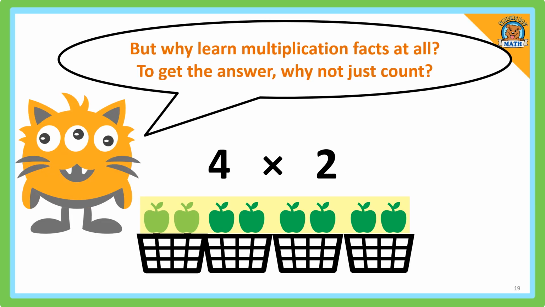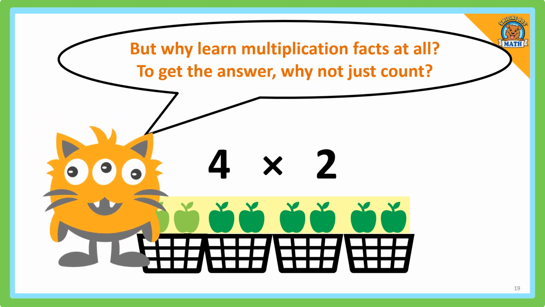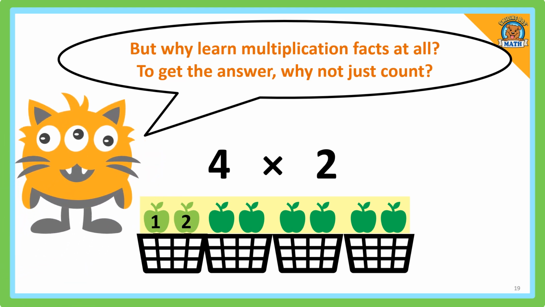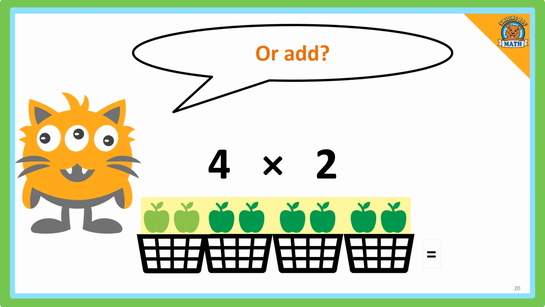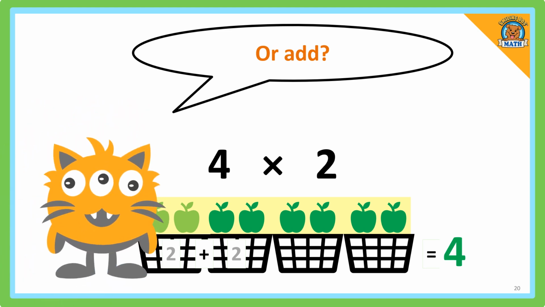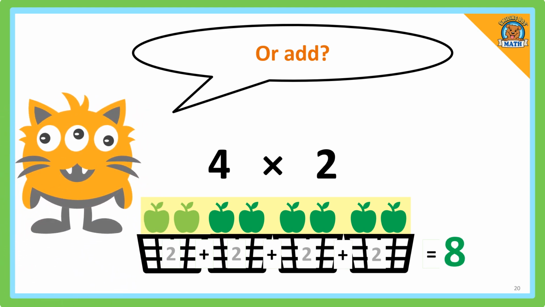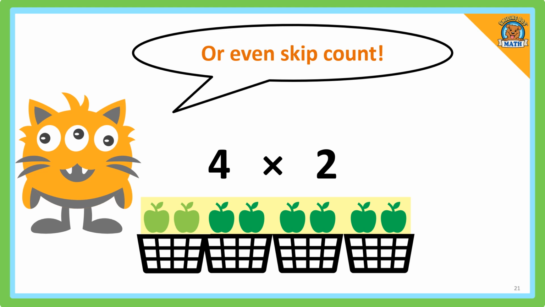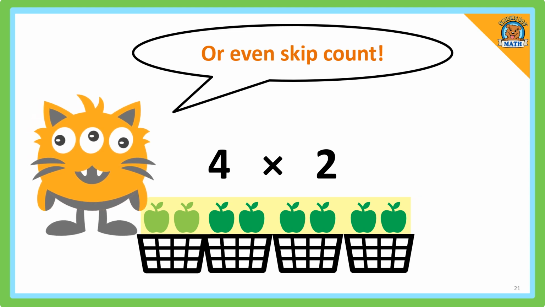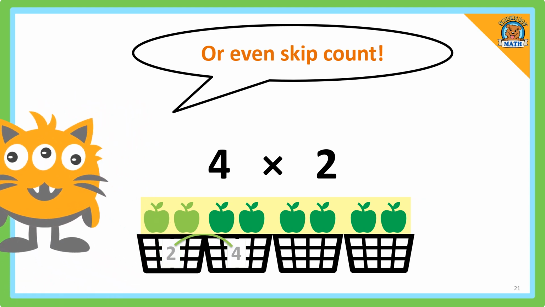But why learn multiplication facts at all? To get the answer, why not? Well, just count like 1, 2, 3, 4, 5, 6, 7, 8. There are 8 apples there. Or we could just add 2 plus 2 equals 4 plus 2 more equals 6 plus 2 more equals 8. Or we could even skip count because I can skip count by 2s and go 2, 4, 6, 8.